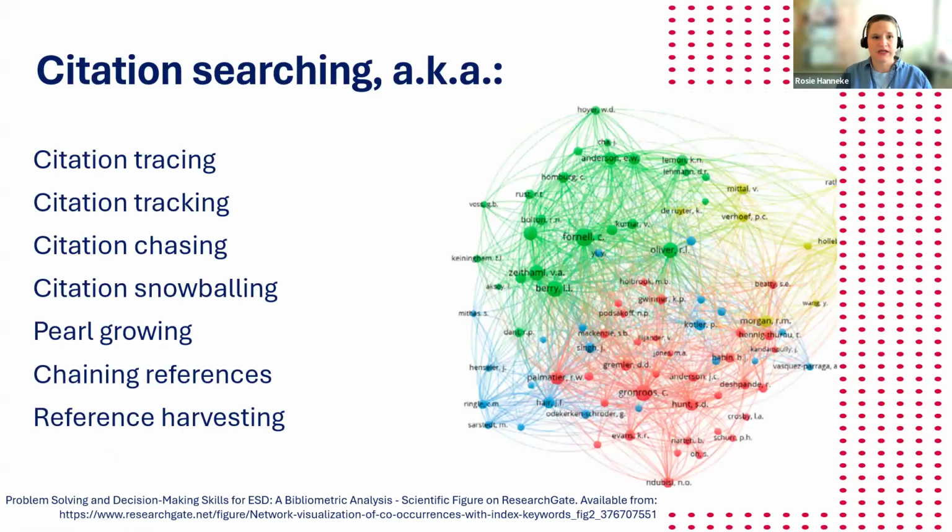So the topic for today is citation searching, which goes by a lot of aliases. The term I'm trying to stick with for today is citation searching, but you may also see or hear people referring to citation tracing, citation tracking or chasing, snowballing, pearl growing or citation pearling, chaining references, harvesting references. These all are referring to the same process that today we're calling citation searching.